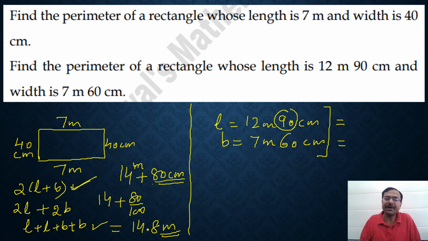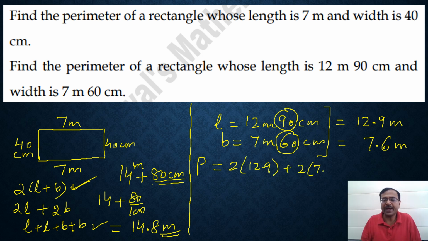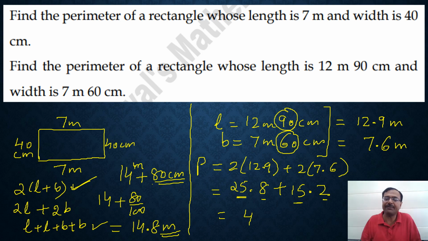If you divide 90 by 100, you get 0.9. So 12.9 meters. And if you divide 60 by 100, you get 0.6. So 7.6 meters. Now, once I know the length and breadth, the perimeter of the rectangle is elementary, right? So you just have to do 2 times the length and add 2 times the width to that to get your answer. This will be 24, 25.8, and this will be 14, 15.2, right? So 25 and 15 is 40, and 0.8 and 0.2 is 1. So 41 meters is the answer of this particular question.